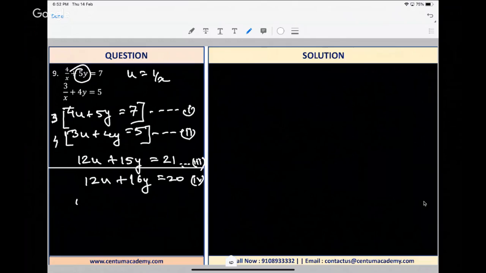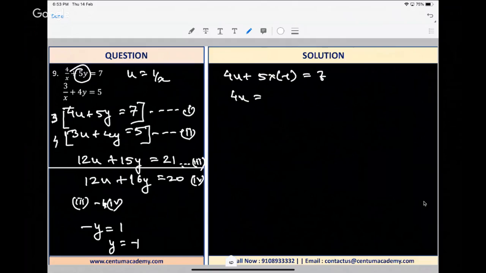So 3 minus 4. What will happen? 12u gets cancelled. 15y minus 16y is negative y. And this is equal to 21 minus 20 is 1. So y equals negative 1. Okay, so the moment you put y equals negative 1 in any of these, so let's say 4u plus 5 into negative 1 is equal to 7. That means 4u is equal to 7 plus 5, that is 12. So u is equal to 3. That means x equals 1 upon 3.